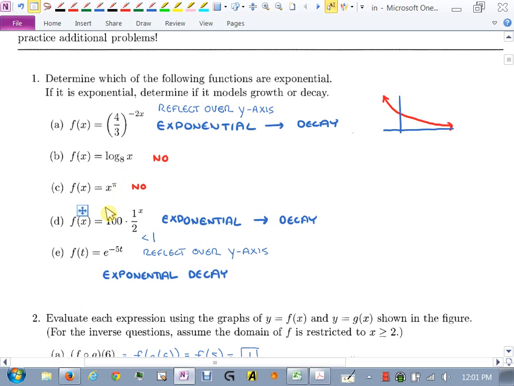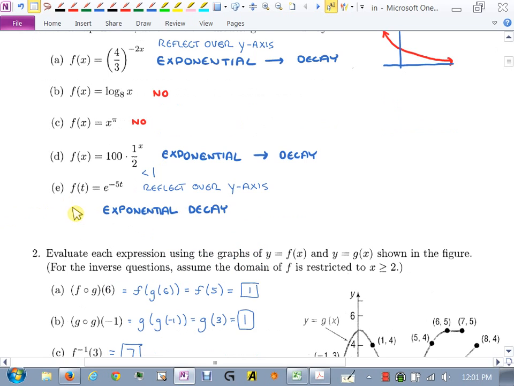Is this an exponential function? X to the pi. No, because the base is the variable, right? X is the variable in the base. For an exponential function, you have to have the x up in the exponent. So that is not. This one, yes.